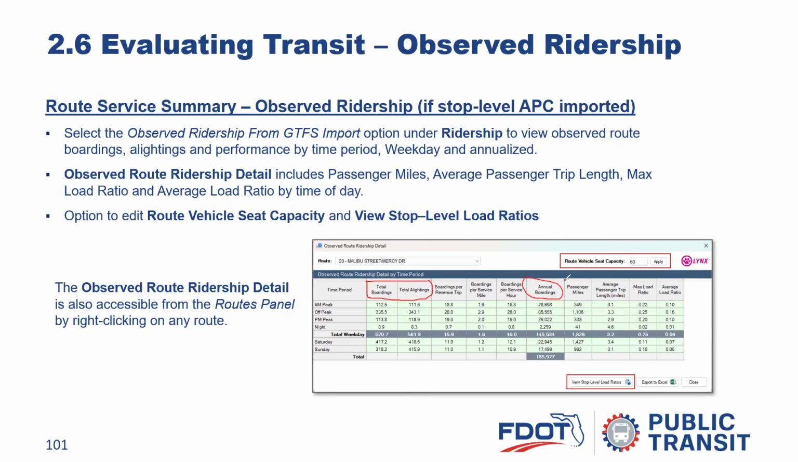So what's different here is that you have passenger miles, average passenger trip length in miles, the max load ratio, and average load ratio. We don't have these for the estimated. We do have them for the observed. So we do calculate these. So it's another element of information that TBEST will pull out of your service, your network, and then also your stop level APC data to provide some additional information.